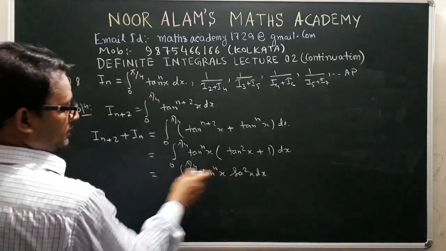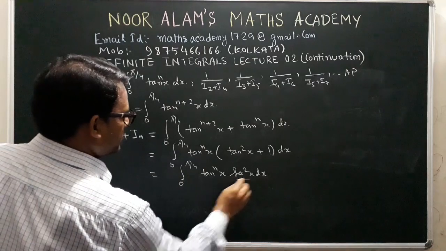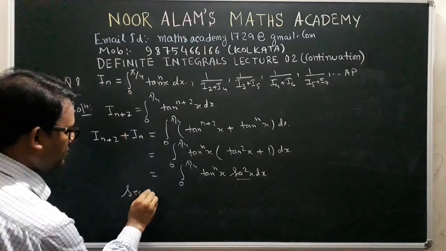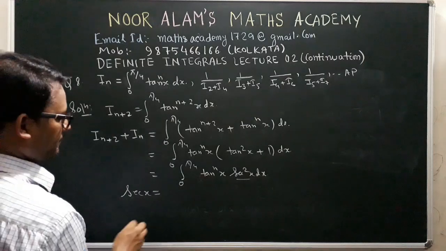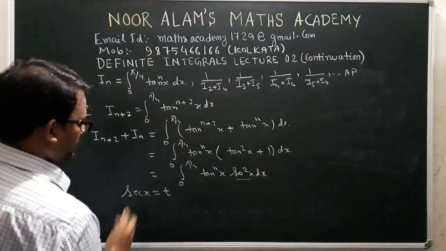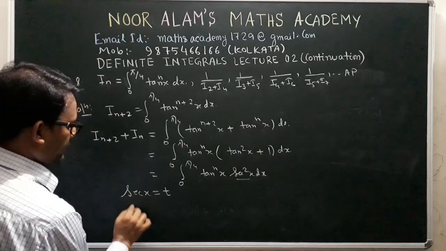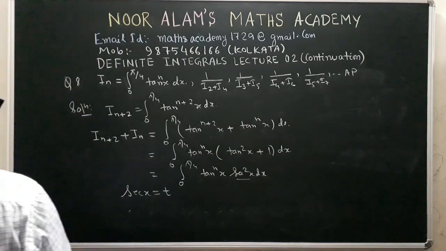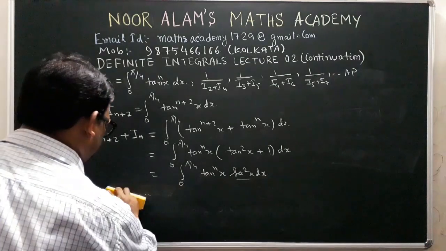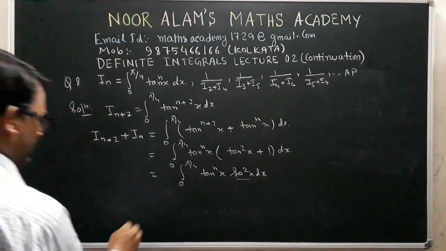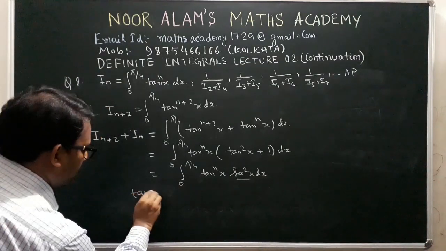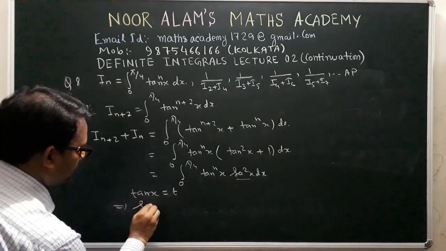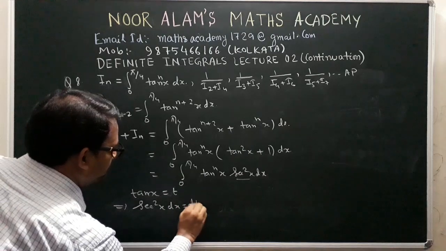So now we can easily evaluate it. We substitute sec x is equal to some variable. So I am substituting sec x is equal to t. Okay. So now, derivative of sec x is... if we substitute tan x, then we easily get the answer. So I am considering tan x is equal to t. Now derivative of tan is what? Sec square x dx should be dt.